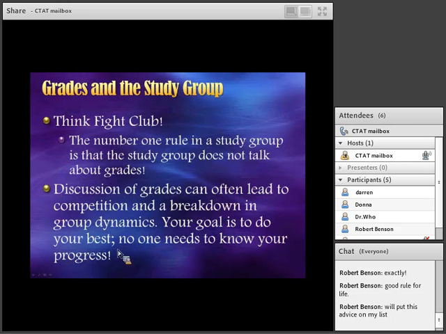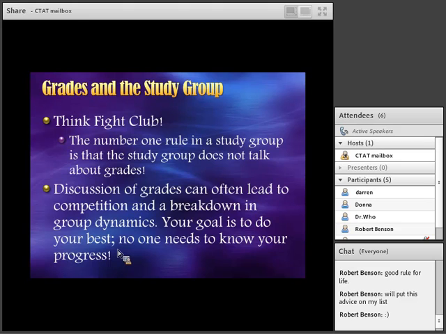So the last slide and the last thing that we advise, and it's the same thing that we tell our tutors about grades and the study group. You have to think Fight Club. You don't talk about grades ever in a study group. The idea of a study group is to encourage each other, and always be proactive, and it's not a competition. And when a study group becomes a competition, you end up withholding information and the sharing stops.